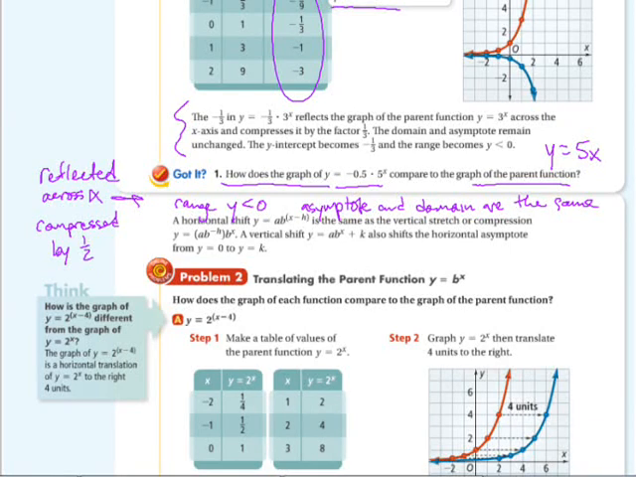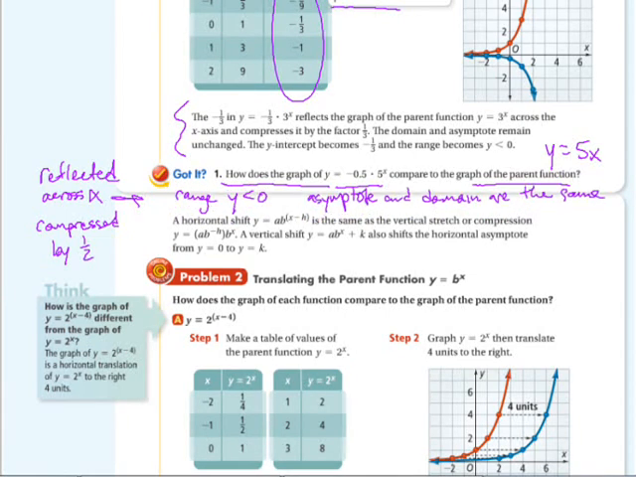We can shift things horizontally. A horizontal shift, actually let's move this up so you can see. A horizontal shift, y equals ab, that's too dark. y equals ab.